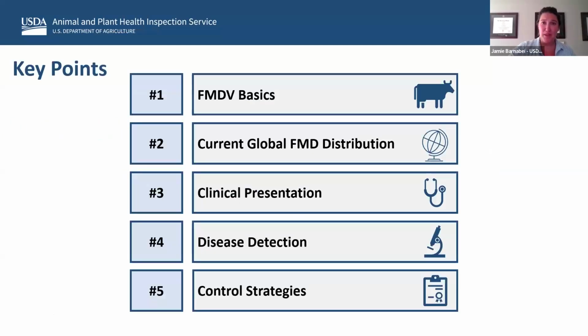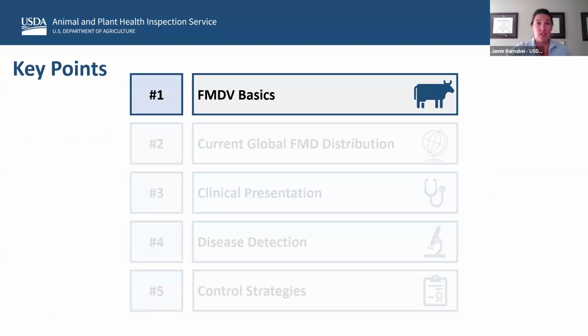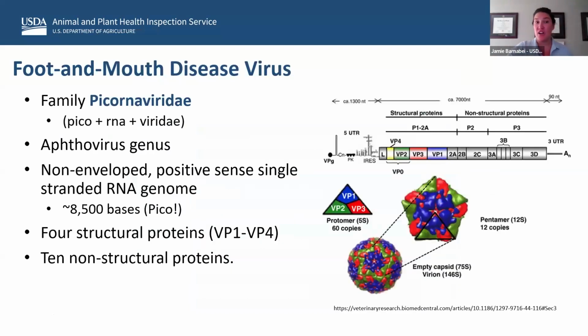The actual roadmap that you can see for what we're going to go through. Like I said, we'll start with some of the basics. Then we're going to go into the current global disease situation. We'll talk about the clinical presentation for the disease, methods of disease detection, and finally, some control strategies that exist. So focusing in on the basics to start.